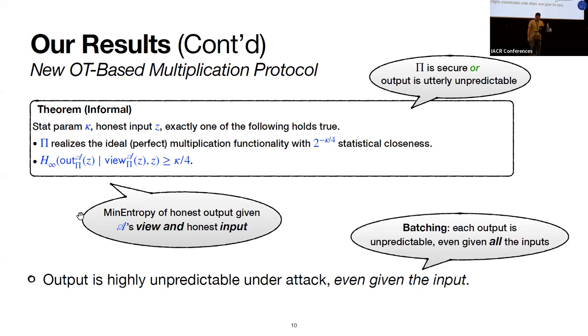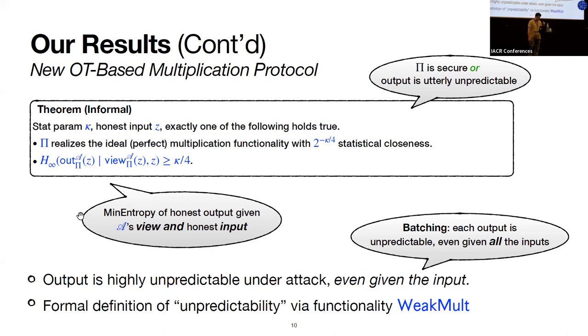In the batching variant of our protocol, we show that each of the honest outputs are either well-formed or they are unpredictable given all of the honest parties' inputs. In the paper, we formally define this unpredictability notion via a functionality that we call weak MAlt. And in the next slide, I will argue that weak MAlt is useful in its own right.